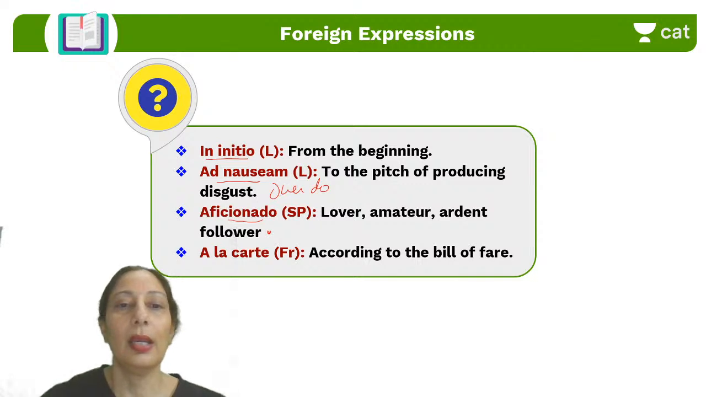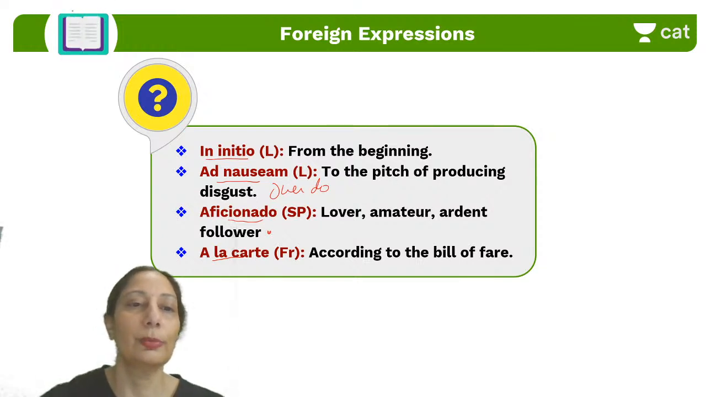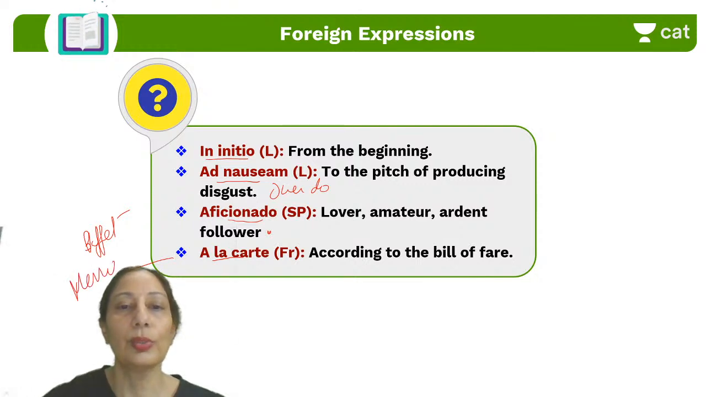A la carte is according to the bill of fare. So when you go to a particular restaurant, either you order the buffet where you just have whatever the hotel offers you, or you order something from the menu, and that is known as a la carte. Let's order a la carte. Okay, in initio and ad nauseam. Ad nauseam is the word. Okay, we go to the next word.